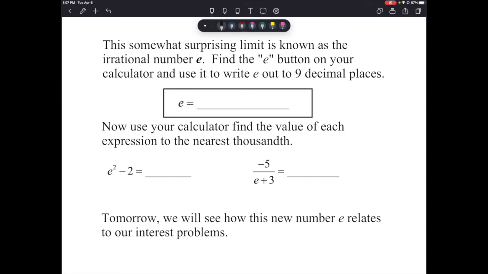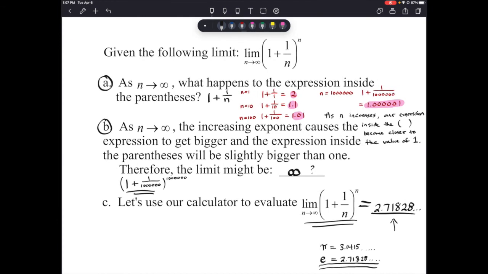It says, this somewhat surprising limit is known as the irrational number e. We already said that. It says find the e button on your calculator and use it to write e out to 9 decimal places. So real quick, when we jump back here, we did write that our limit was equal to this. So we could say that our limit actually equals e, because that number is e.